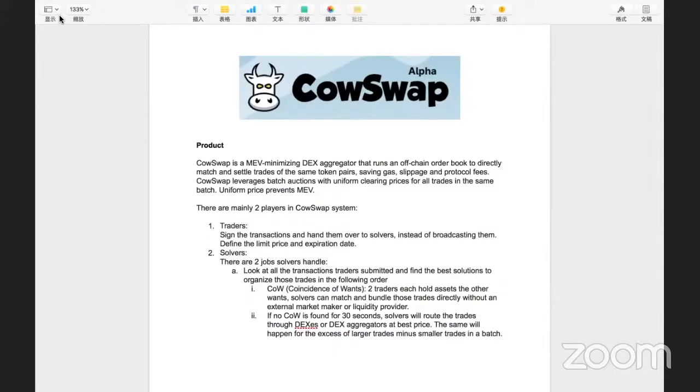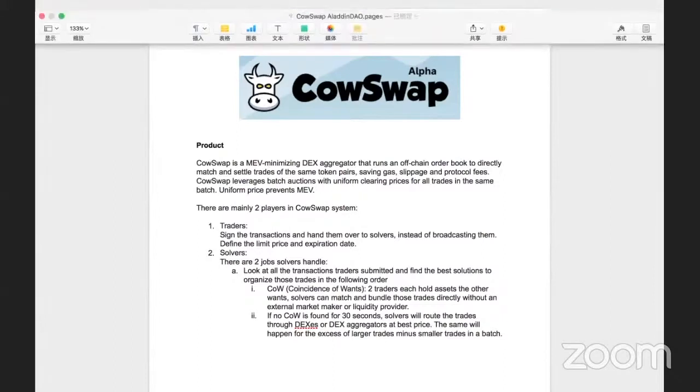Looking at all transactions is a very difficult job, because you need to constantly monitor what's available in the CowSwap mempool, which is a separate pool from the public mempool. And when two traders hold assets the other person wants, they call it a coincidence of wants. The abbreviation is COW, cow. That's where the CowSwap name is coming from. And then solvers can match those two transactions and bundle them.